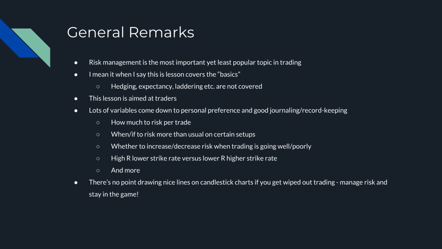And you'll notice whenever we do some of the mathsy stuff, the calculations, or discuss these concepts, a lot of them aren't fixed numbers. There's no line in the sand when it comes to a lot of these figures. And as it says here, lots of variables come down to personal preference and good journaling or record keeping. So things like how much to risk per trade, when to increase or decrease your risk on certain setups, whether to increase or decrease your risk depending on how your trading is going, whether you want to go for high R, low strike rate versus lower R, higher strike rate, etc. All of that essentially comes down to personal preference and the information contained in your trading journal or record.